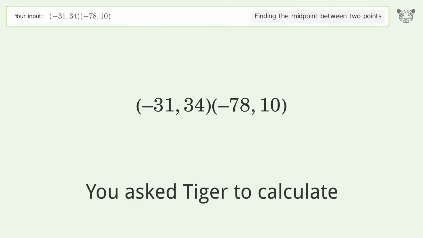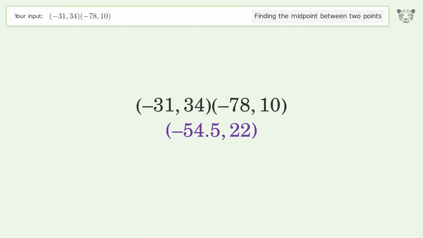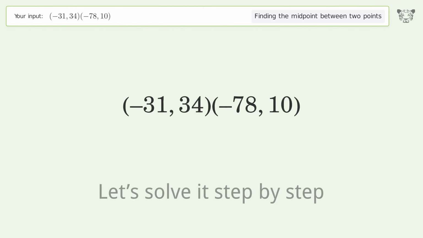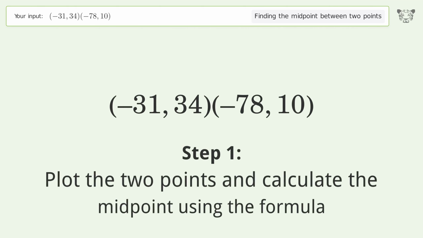You ask Tiger to calculate. This deals with finding the midpoint between 2 points. The midpoint between the 2 points is negative 54.5, 22. Let's solve it step by step. Plot the 2 points and calculate the midpoint using the formula.